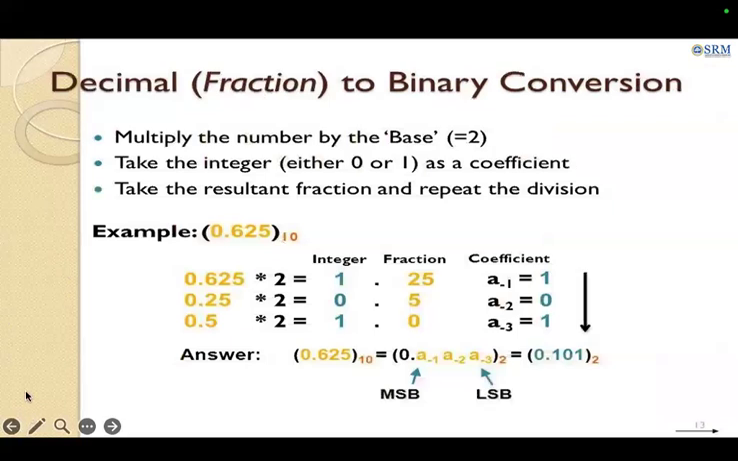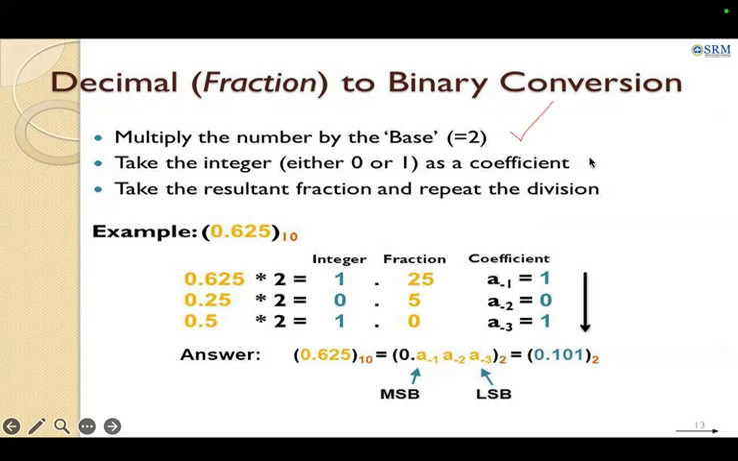Okay. So next we are going to discuss decimal fraction to binary conversion. For converting a decimal fraction to binary, what you have to do is multiply the number by the base. The base for binary is 2. So multiply the first fraction number by 2.